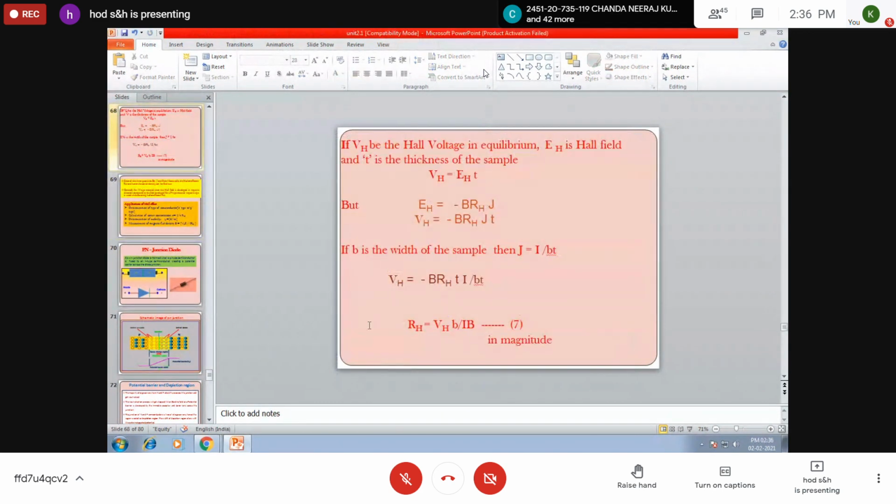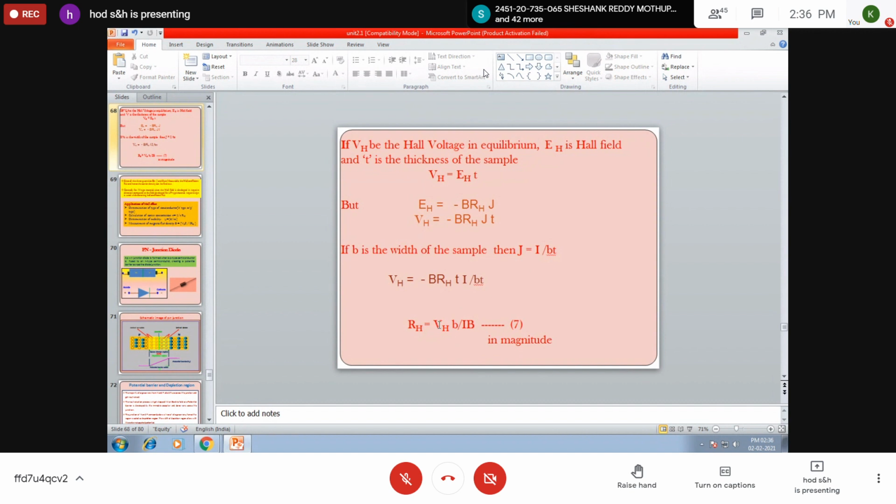So if you see this expression, in this I is the current. You know the current value because the current is already passing through the conductor, and B is the magnetic induction because a transverse magnetic field is applied, so you know the value of B. And small b is the width of the sample. You can measure the width of the sample, and only you should find VH. So VH is the Hall voltage.